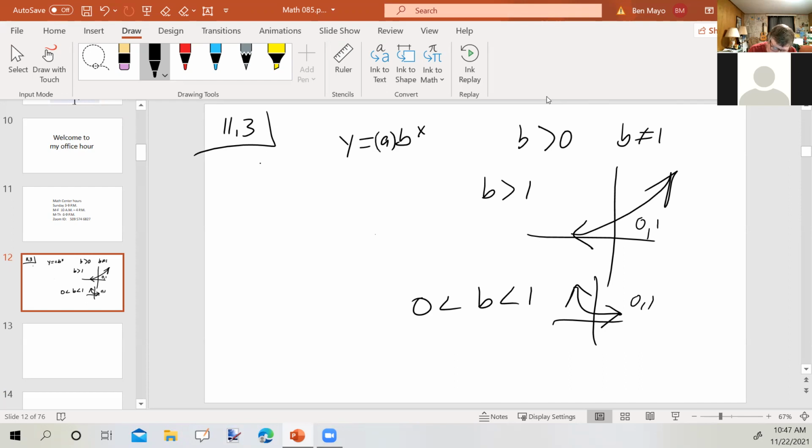Now, if we put a coefficient in front of that exponential part, then things change. If we have a number out here, it moves it up or down. A number in part of the exponent moves it left or right. Anything else I want to talk about there?